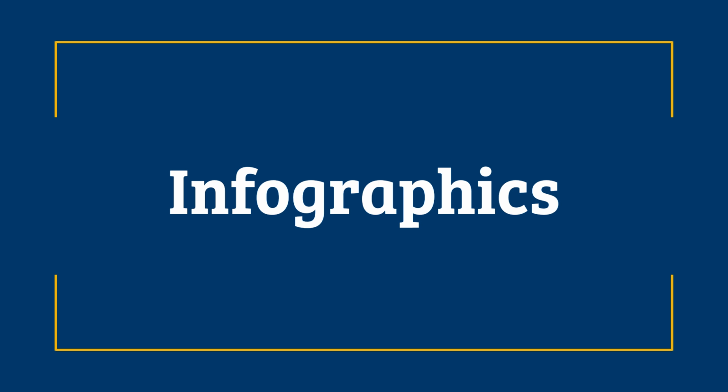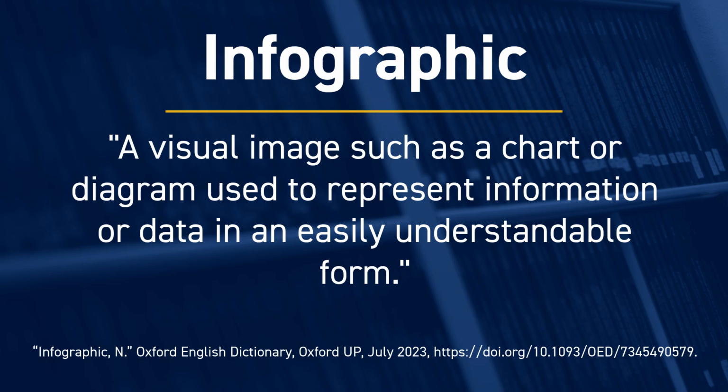All right, so what is an infographic? The Oxford English Dictionary just says it's a visual image, such as a chart or diagram used to represent information or data in an easily understandable form. So it's just taking data and making it a little bit more fun to look at in some ways, making a graphic that can quickly convey your data and your information that you're presenting.